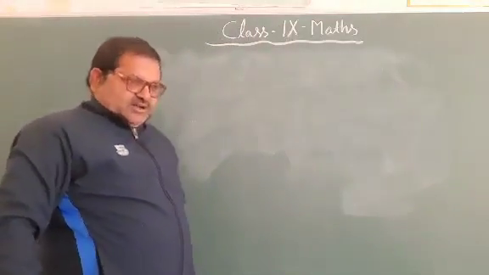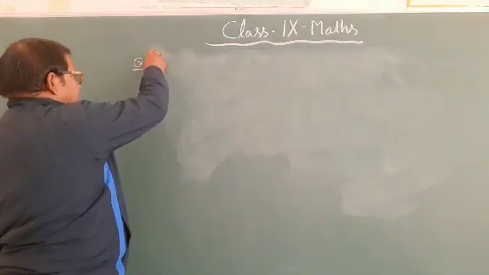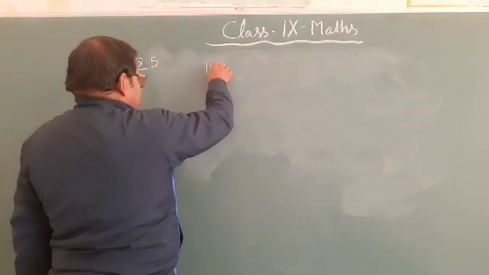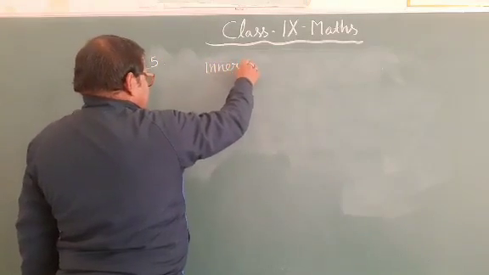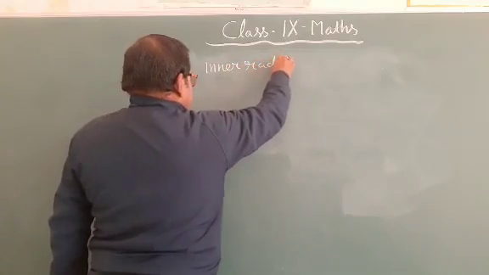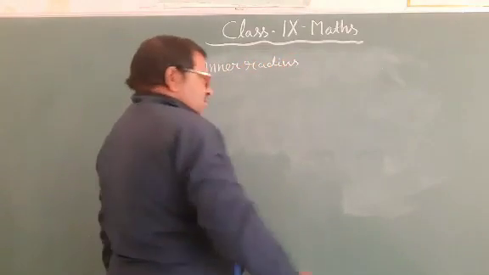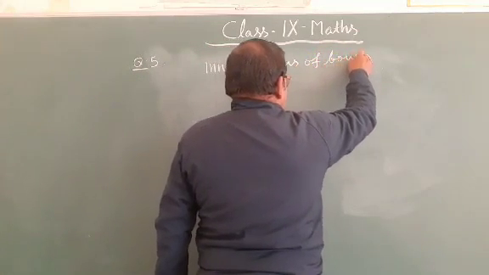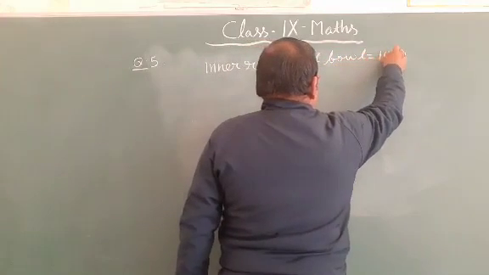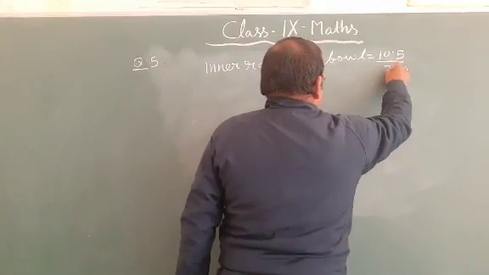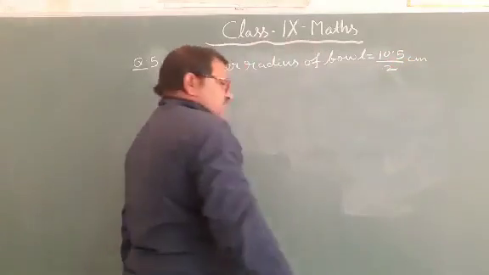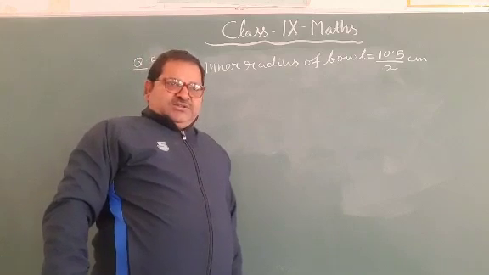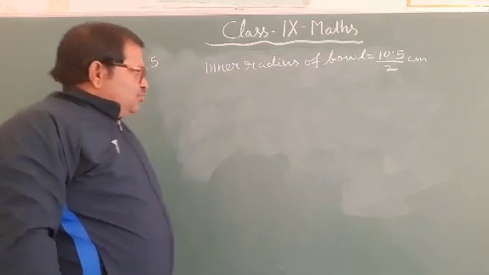The inner radius of bowl is 10.5 upon 2 centimeter, because the diameter is given.